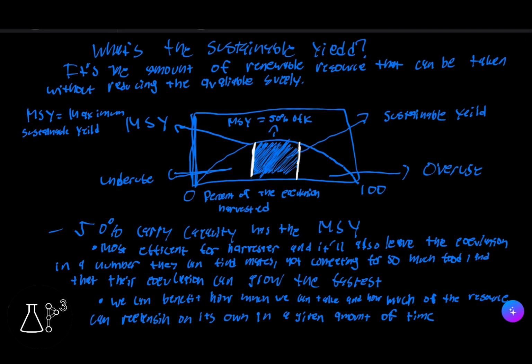It's because it's the most efficient for harvesters, and it will also leave the population at a number where they can find mates, are not competing for so much food, and their population can grow the fastest. So we can benefit from how much we can take and how much of the resource can replenish on its own in a given amount of time. Basically, we benefit because we take in resources, and we're taking enough that we're not reducing the available supply, and the available supply increases the fastest at that 50% carrying capacity.